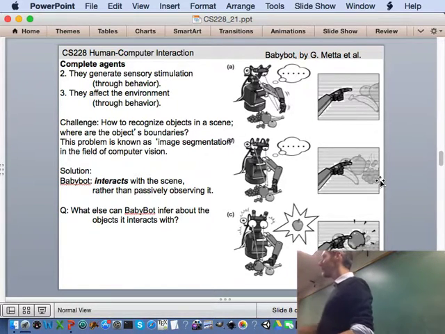Okay, yes? Just curious, does BabyBot have some sort of pressure sensors for touch or anything? It does, but in this example you don't even need it, right? Of course, if touch is turned on, it could start to learn lots more.